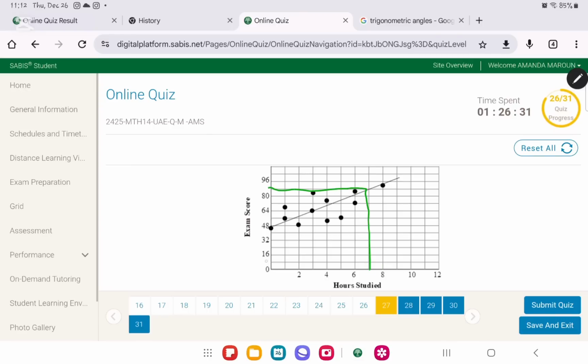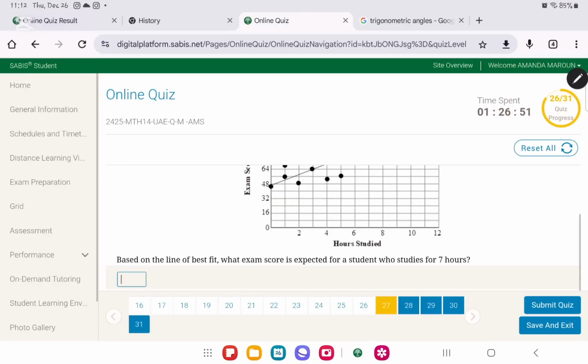A student who studies for 7 hours will have an expected score of... This is counted by 8. Please pay attention. So this is 8, 16, 24, 32, 40, 48, 56, 64, 72, 80, 88, and 96. So a student who studies 7 hours will get a score of approximately 88.